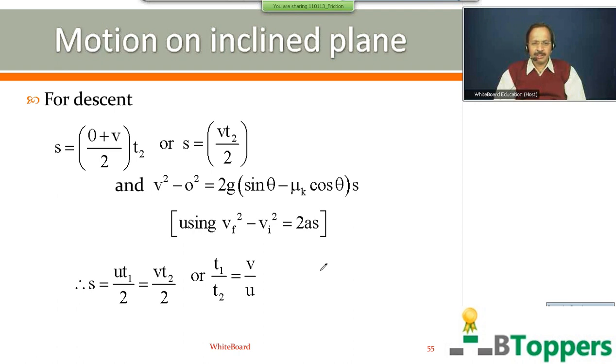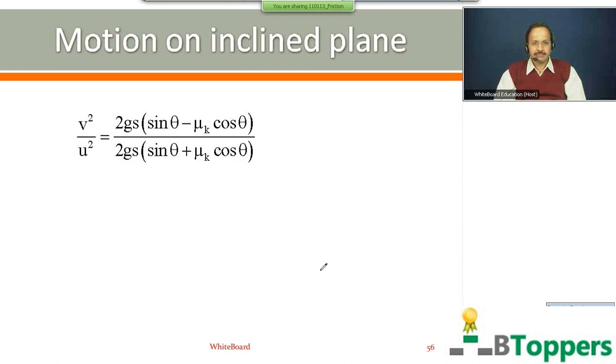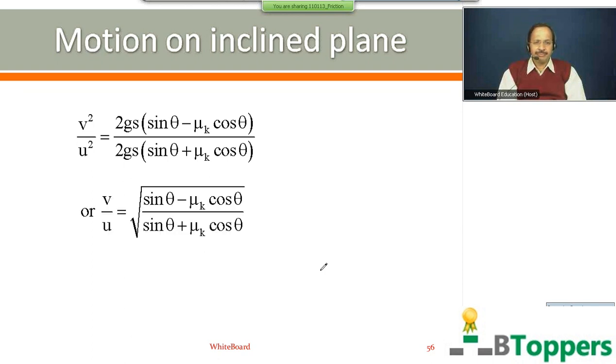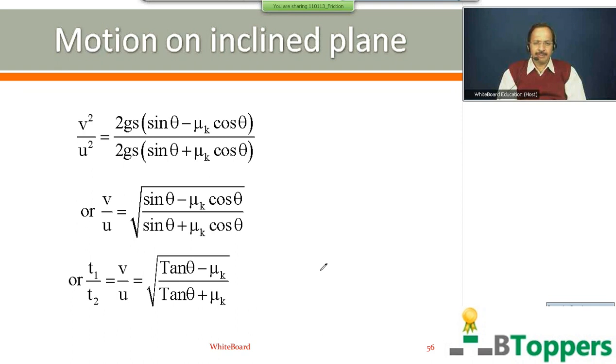In case you need more time to copy the notes, you can take a pause and take your time. You get V square by U square equal to 2gS into (sin theta minus mu k cos theta) divided by 2gS into (sin theta plus mu k cos theta). Or you get V by U equal to root of (sin theta minus mu k cos theta) by (sin theta plus mu k cos theta). So you get T1 by T2 equal to V by U, that you can write as root of (tan theta minus mu k) by (tan theta plus mu k). Come on, copy down the working.